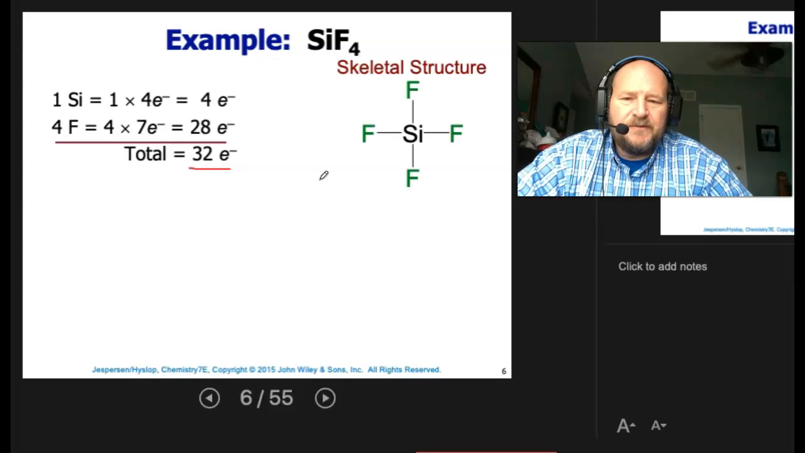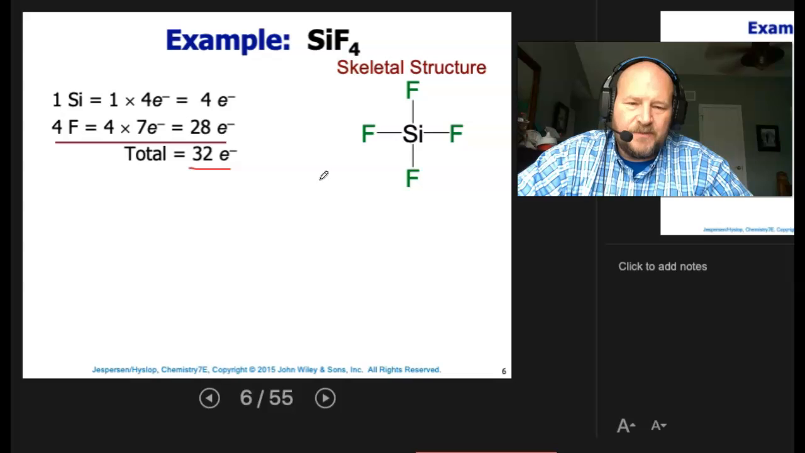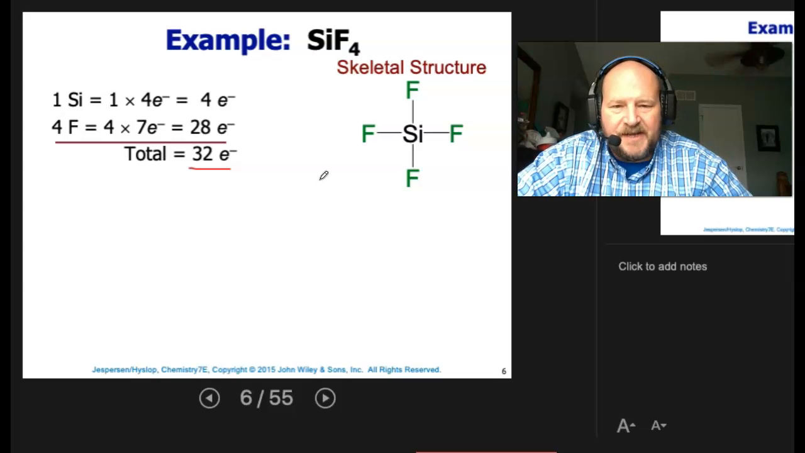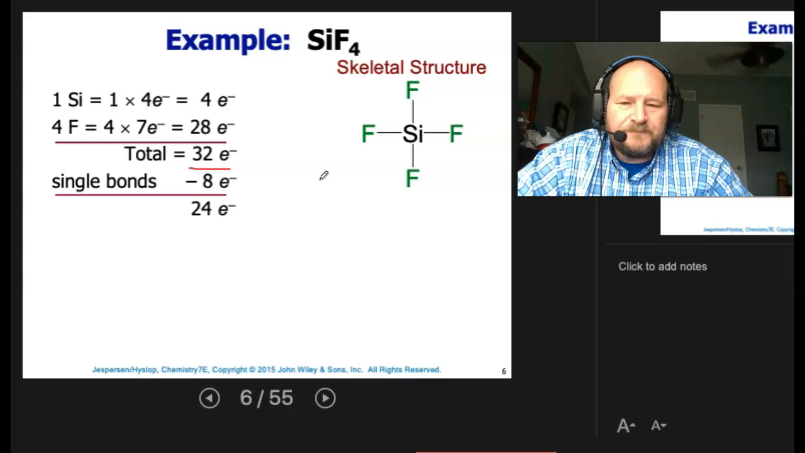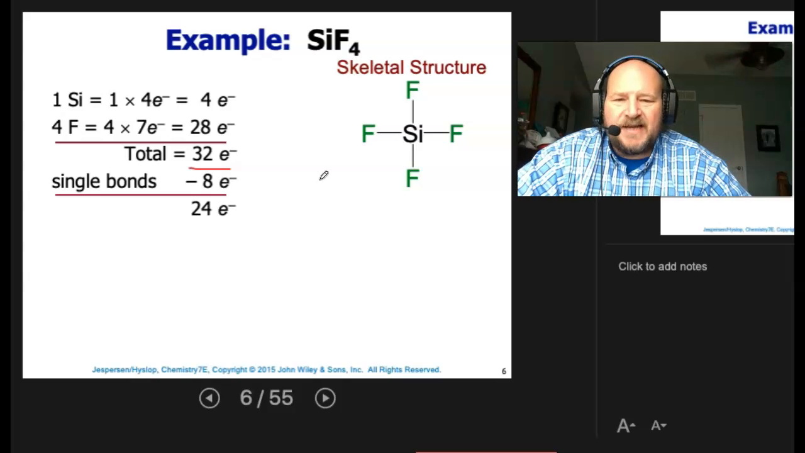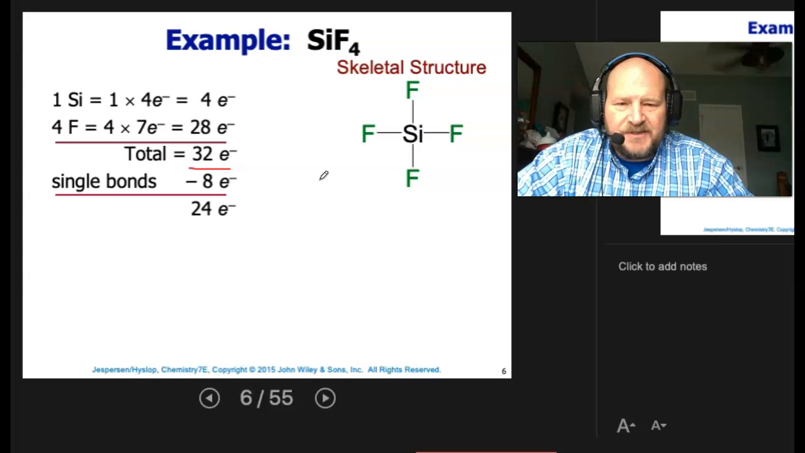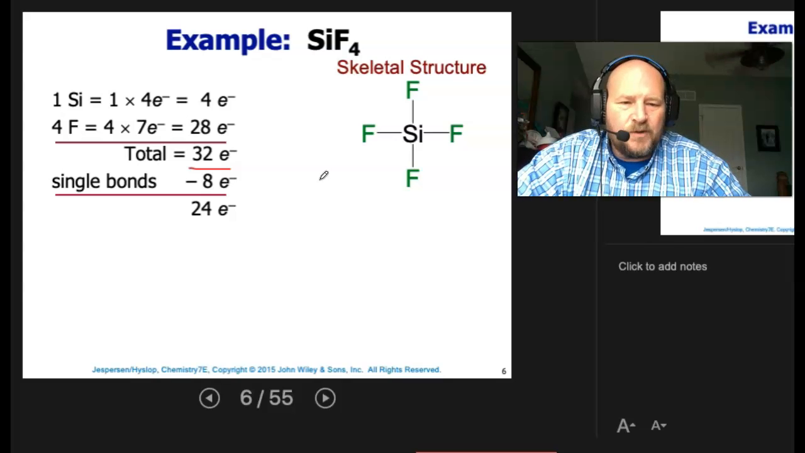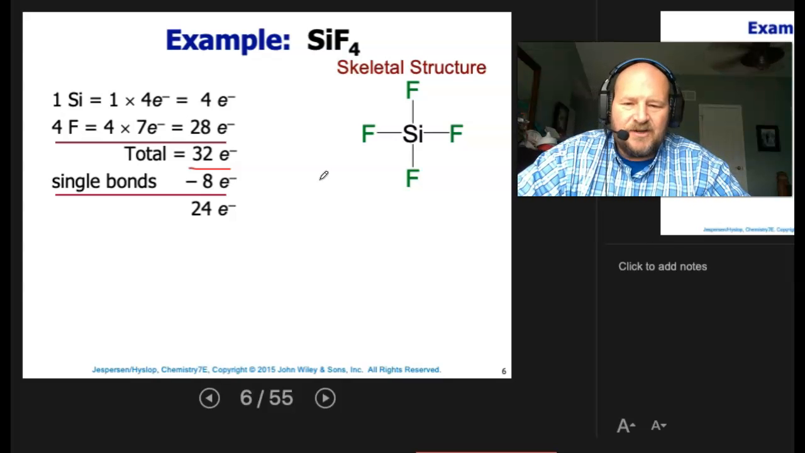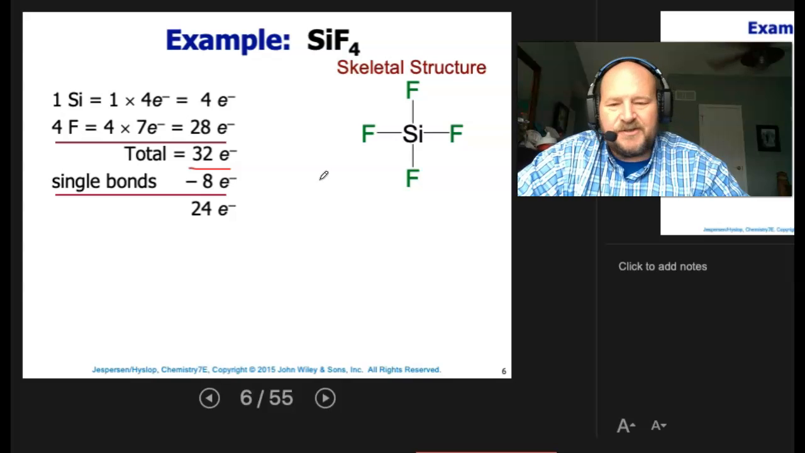So the first thing we'll do is put the central atom, silicon, which we've written first, right in the center. We'll draw in 1 pair to each of the fluorines. Okay, so at this point, everybody's connected. The next thing we'll do is subtract that out. How many electrons did we use for our single bonds? Well, we used 4 single bonds, 2 electrons each, total of 8 valence electrons, which means we have 24 left over.